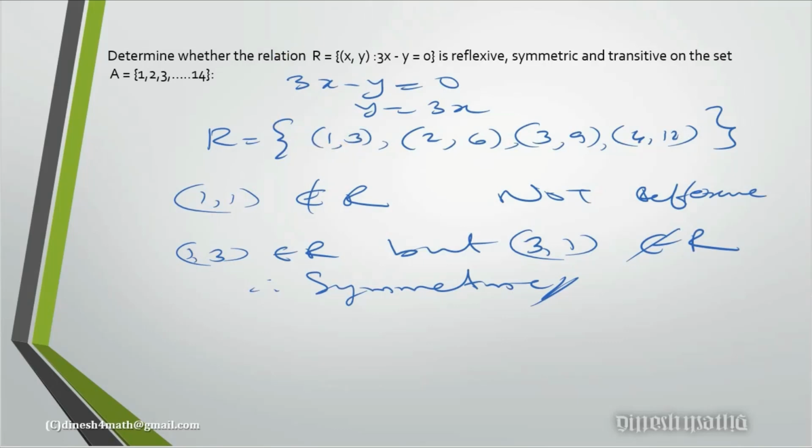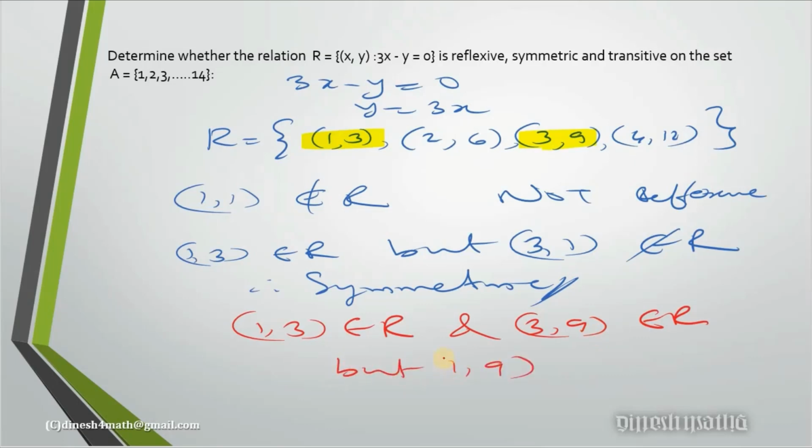Now the last one, to check the transitive part, again check which elements will work. Here you have (1, 3) and you have (3, 9). So (1, 3) belongs to R and (3, 9) belongs to R, or 1 is related to 3 and 3 is related to 9, whereas (1, 9) does not belong to R. Therefore, it is not transitive.